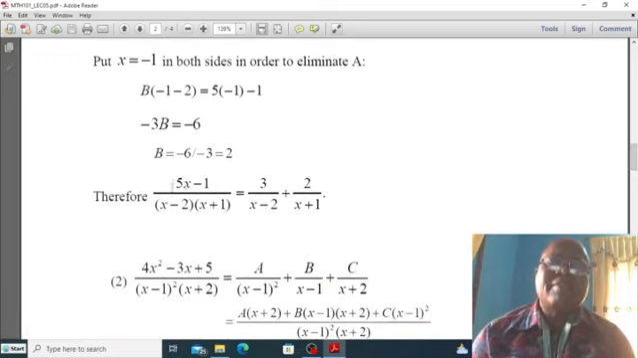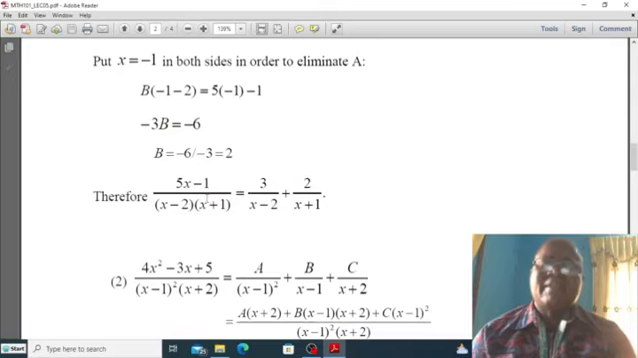And eventually, that algebraic fraction (5x - 1)/((x - 2)(x + 1)) becomes 3/(x - 2) + 2/(x + 1). And these two fractions are the partial fractions for this left hand side.